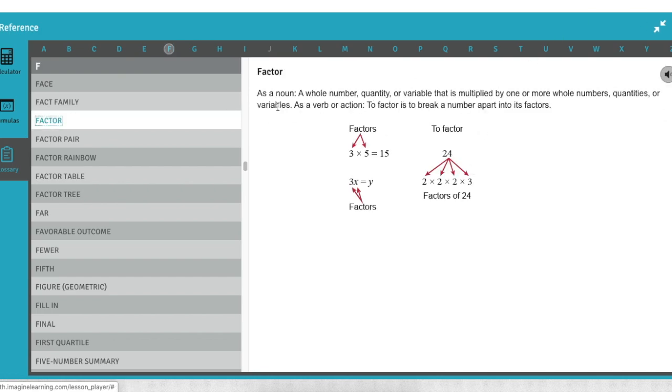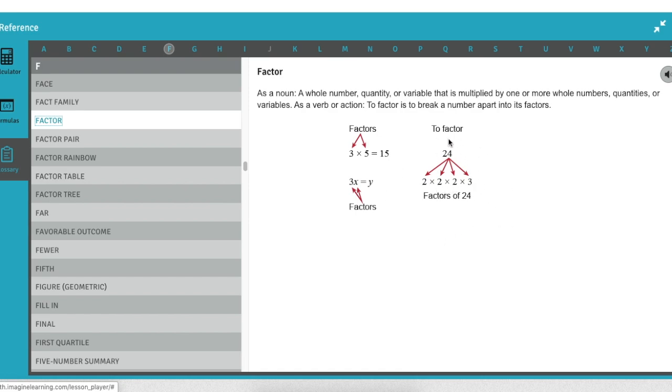So it says that a factor is a whole number, quantity, or variable that is multiplied by one or more whole numbers, quantities, or variables. Okay, or you could use it as a verb: to factor is to break apart a number into its factors. So here's my factor 3 and my factor 5 of 15. Okay, 3 and x could be factors of y. You multiply 3 times x to get y. To factor a number would be to break it apart into its factors. So 24 has the factors 2, 2, 2, and 3.